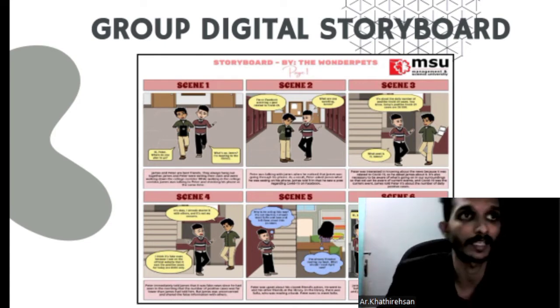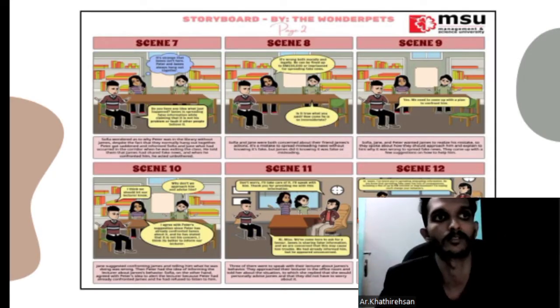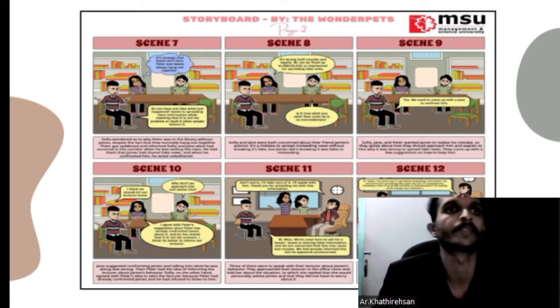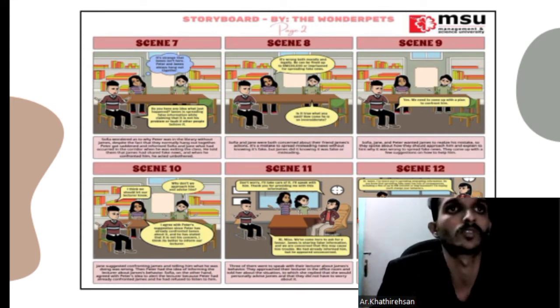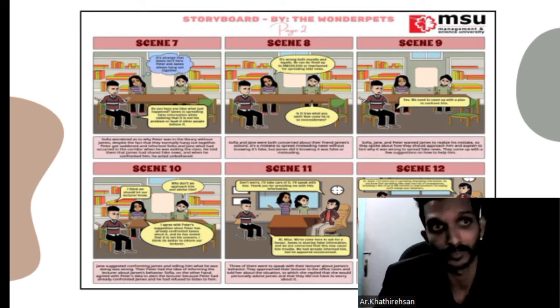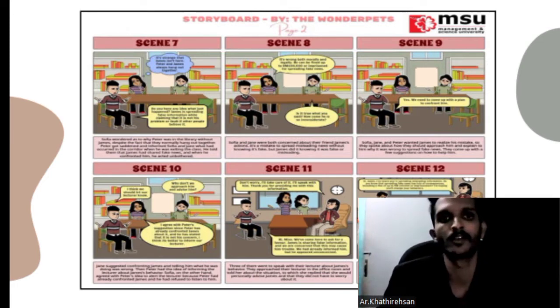So the second page. Okay, this is the image of the second page of our storyboard, which contains 6 panels, continuing from page 1. The colors are the same, blue and yellow. When thinking, blue is used. When speaking, yellow is used. Every panel has a description as well as a title related to the scene. It is a good storyline. Do not spread fake news.